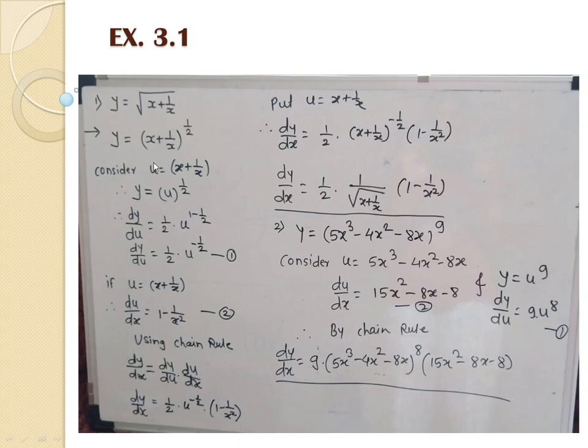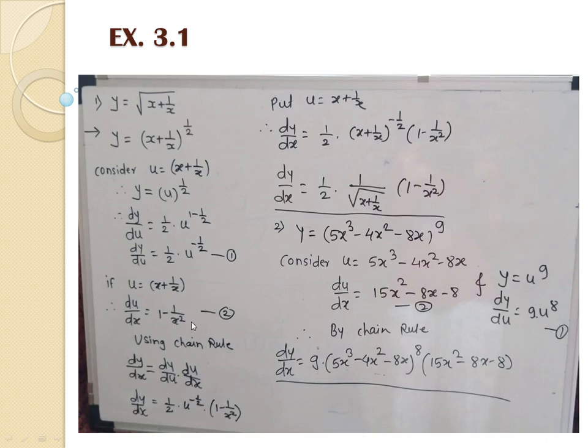Now we consider u is equal to x plus 1 by x, means u is the function of x. Again find the derivative of u with respect to x. So du by dx is equal to derivative of x is 1, minus 1 upon x square. Derivative of 1 upon x is minus 1 upon x square. This is equation number 2.